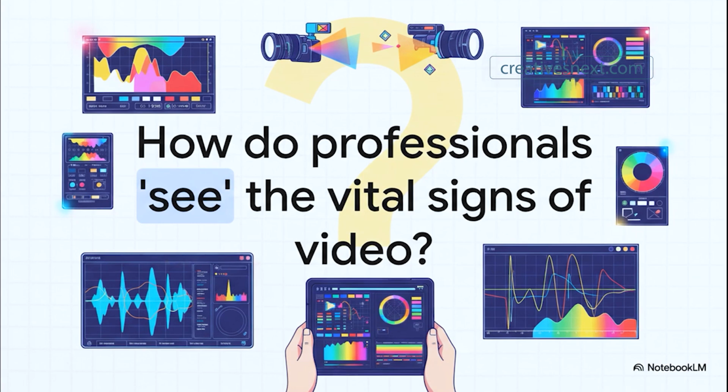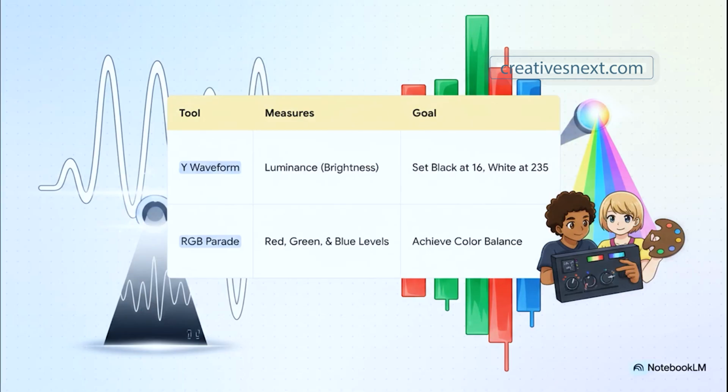Here's a little secret. Your eyes can and will lie to you. The light in your room, the settings on your monitor, it all affects what you see. That's why pros rely on technical scopes. These are diagnostic tools, and unlike our eyes, they don't lie. And our two best friends for this job are the Y waveform and the RGB parade.